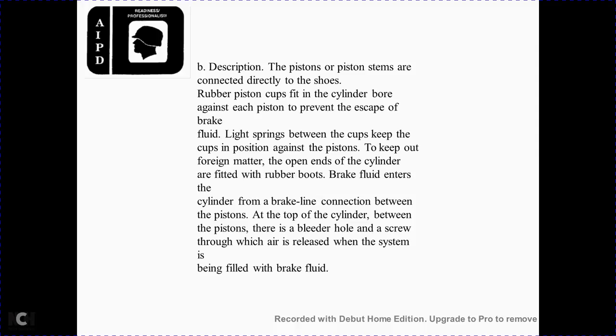A light spring between the cups keeps the position against the piston to keep out foreign matter. The opening of the cylinder is fitted with a rubber boot. The brake cylinder has a brake line connection between the piston and the top of the cylinder, and a bleeder hole with a screw through which air is to leave the system as it is being filled with brake fluid.